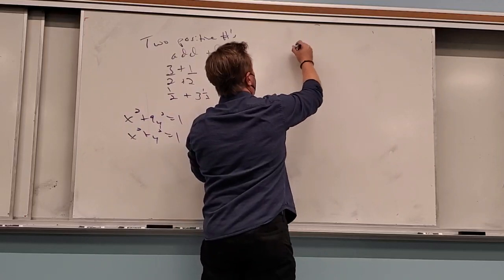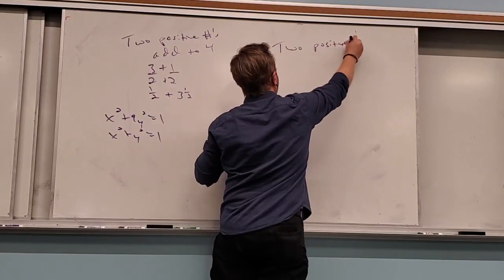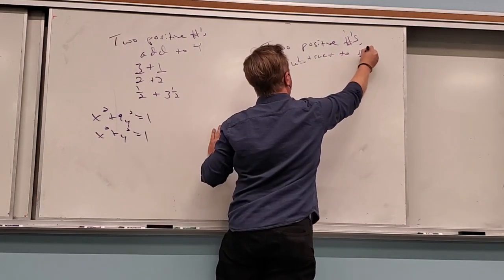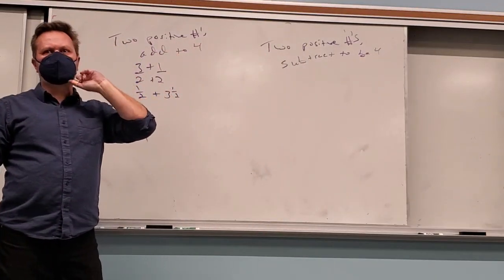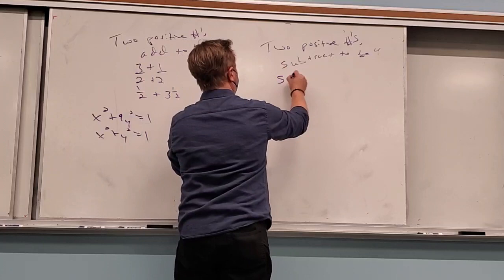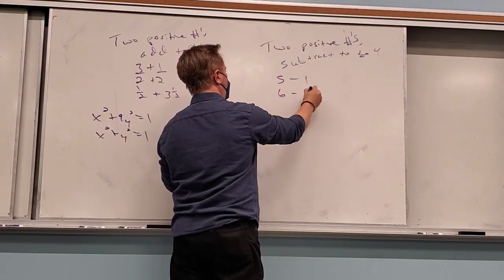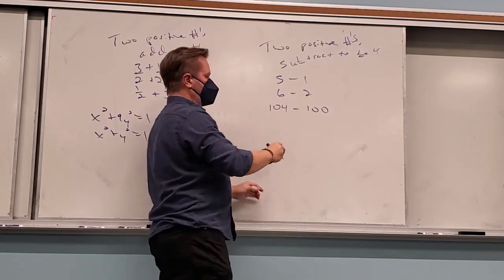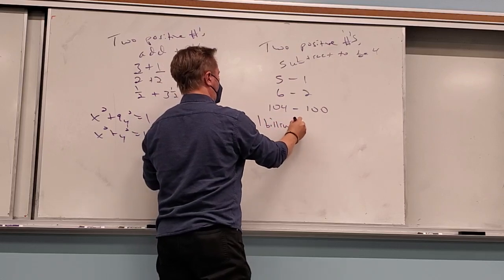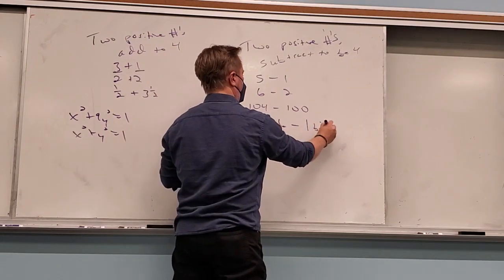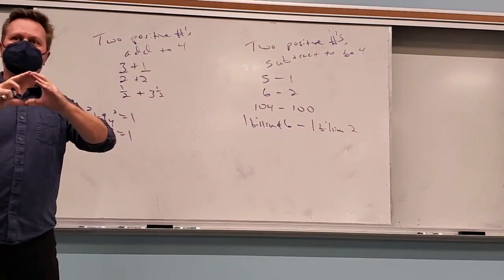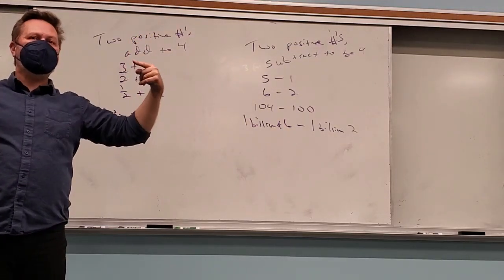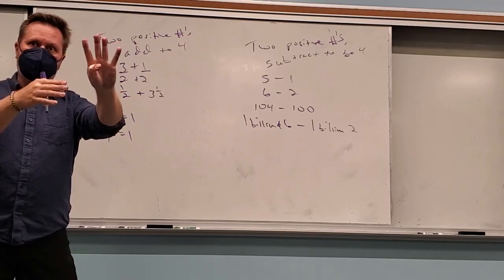What if I had two positive numbers and I was subtracting them? Subtract to be 4. Give me 2. 5 and 1. 6 and 2. What about 104 minus 100, right? What about 1 billion 4 and 1 billion and 2? Is that closed? Can both of them grow as much as they want to? Yes, but they can't get closer than 4.